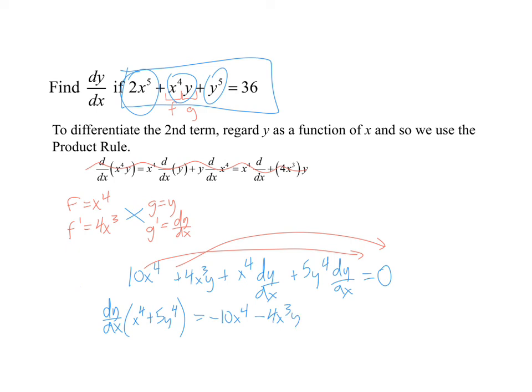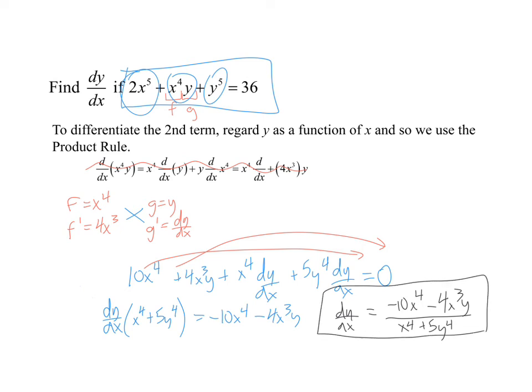So for our final answer, let's just divide out those brackets and we should be finished. We should have negative 10x to the fourth minus 4x cubed y, divided by the brackets, which was x to the fourth plus 5y to the fourth. And we're done. We don't need to simplify any further. We could, on the top, take out a common factor of negative 2x cubed, but it's not really going to do much because there's nothing that would cancel with it on the bottom. So we just stop there and we're done.